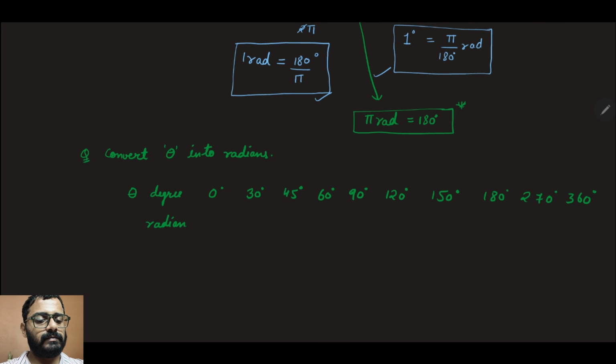Okay, so when you convert 0 degree, it will remain 0 radians only. If there is no rotation, that will be 0 in degrees, and that will be 0 in radians also.